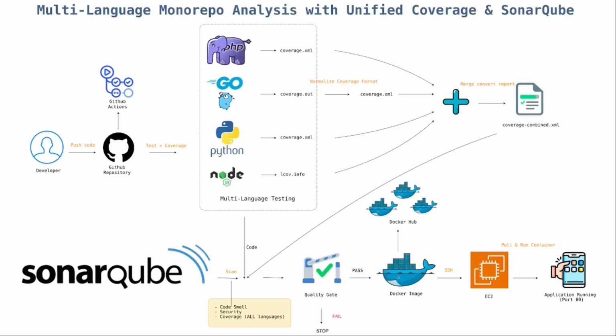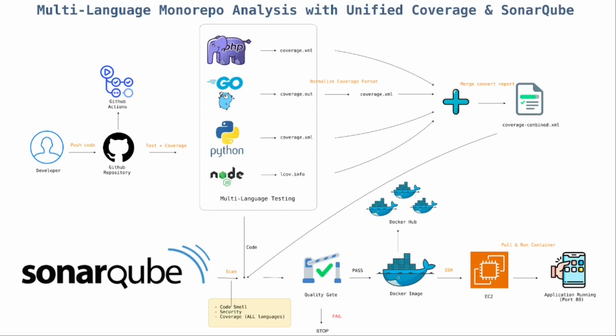1. Developer workflow. The process begins when a developer writes code and pushes changes to the repository. Once the code is pushed, GitHub automatically triggers the CI/CD pipeline using GitHub Actions. This ensures that every change is validated before being deployed to production.